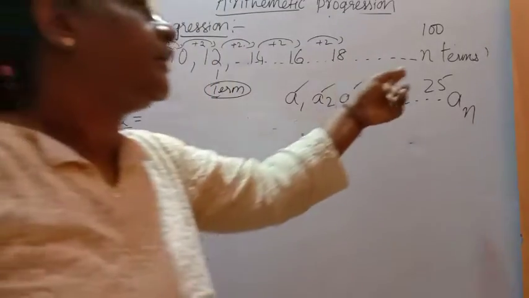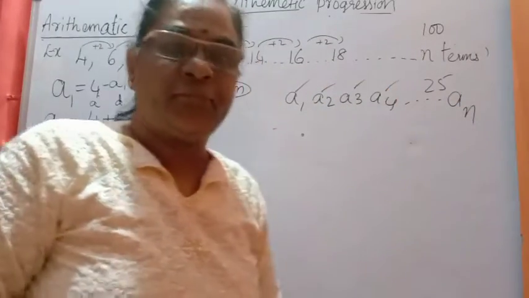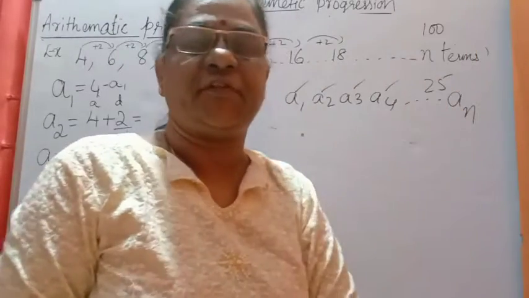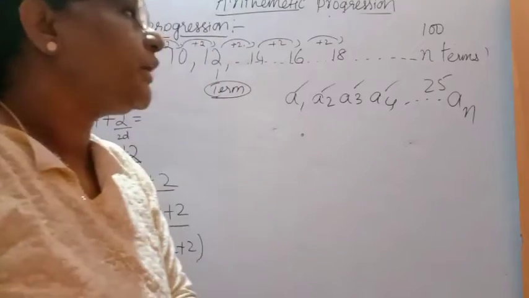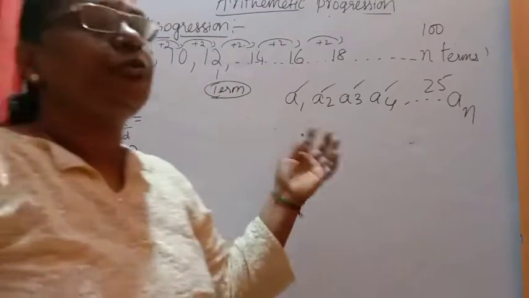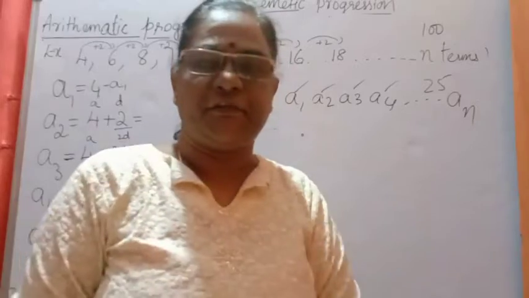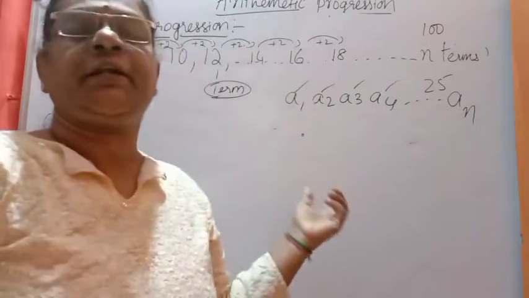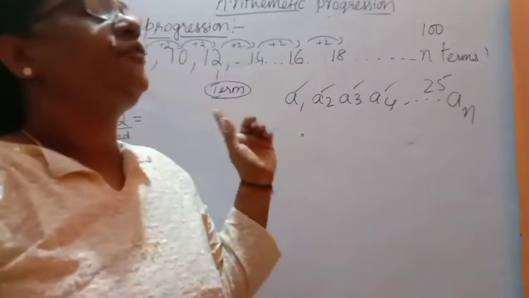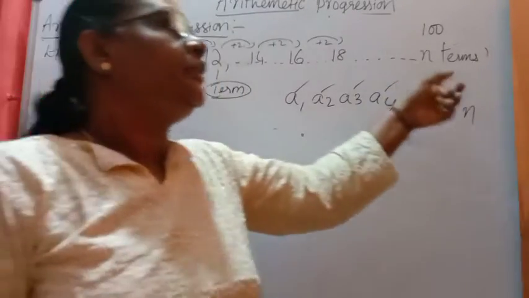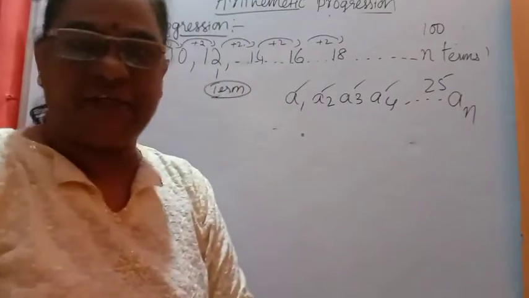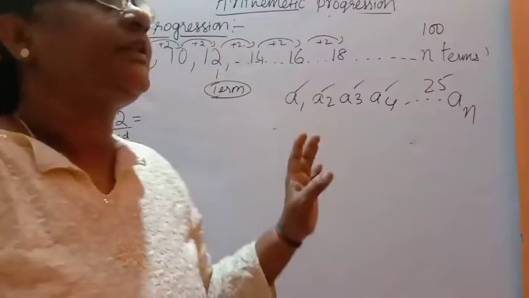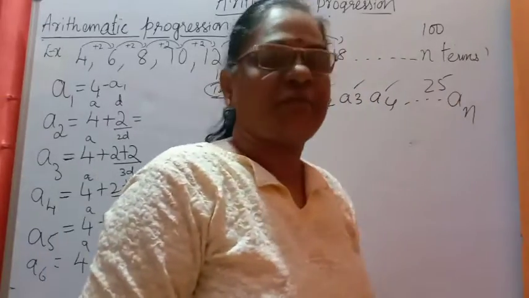So how to find the value of n? Because if they give one sequence and ask you to find the 100th term, it is very difficult. You cannot simply go on adding 2, 2, 2, 2 and writing the sequence. If it is 5 or 6 numbers, you can write up to 10 or 20. But if they ask you to find the 250th term, it is very difficult. So how to find the nth term of the sequence?